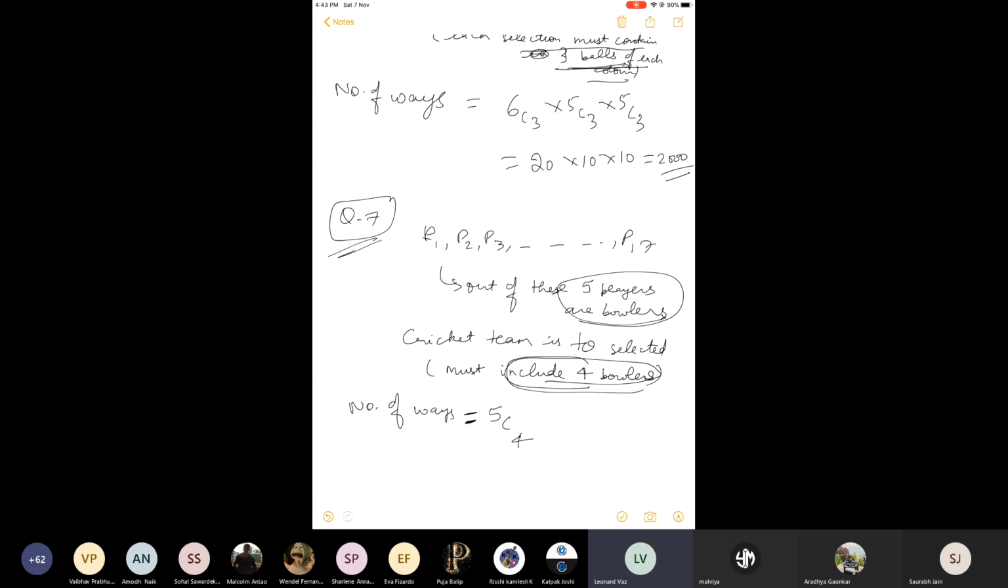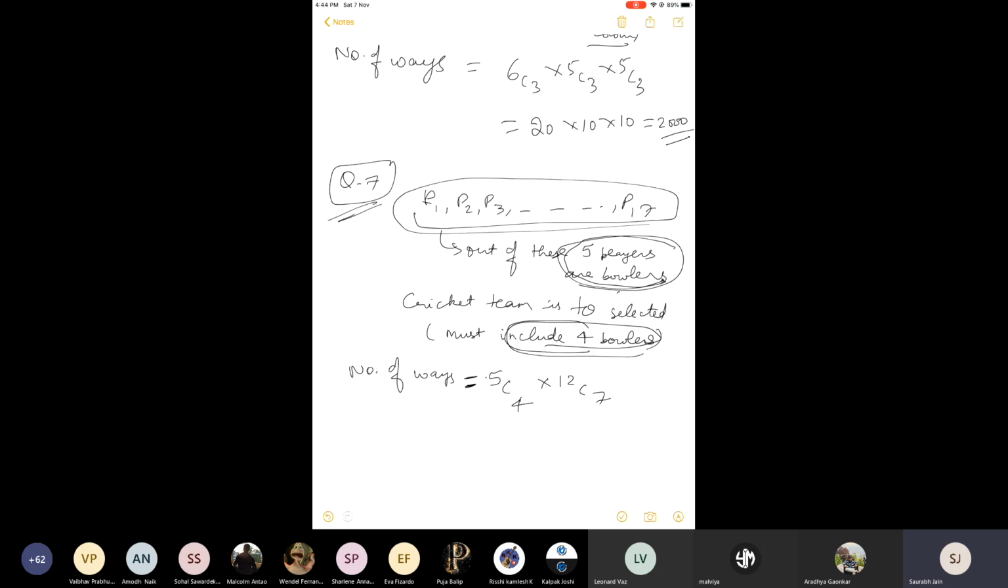So 5C4 into 12C7. 12C7, absolutely correct. Good. Now, actually, out of 5, you have selected 4, and now you cannot select another bowler. So now how many options are remaining from where you can select? 12. Why? Because now you will not consider the 5 players, who are particularly bowlers. Out of those 5, you have selected 4. Now you are left with 12 options, not 13, 12. And out of 12 you must select 7 players. Why? Because you are supposed to make a team of 11.